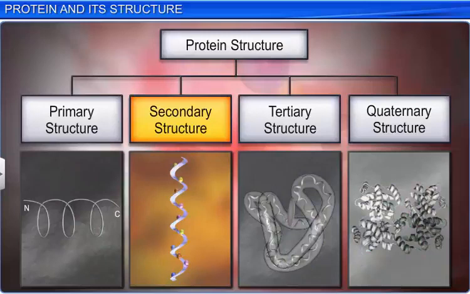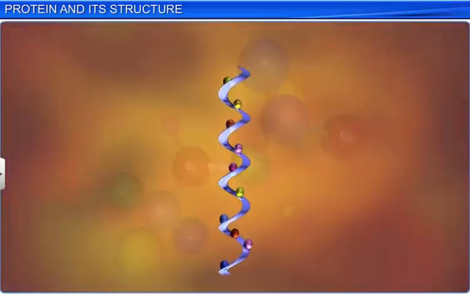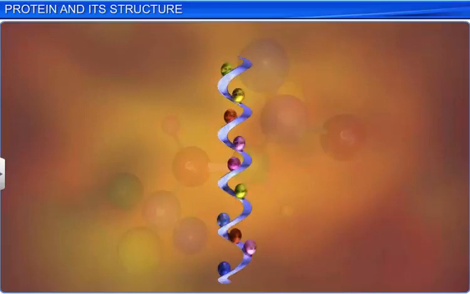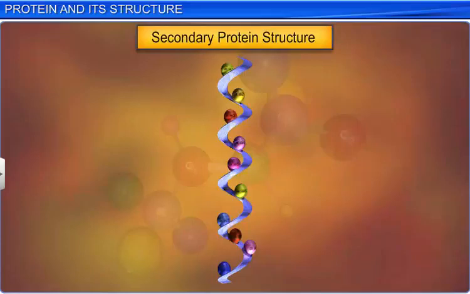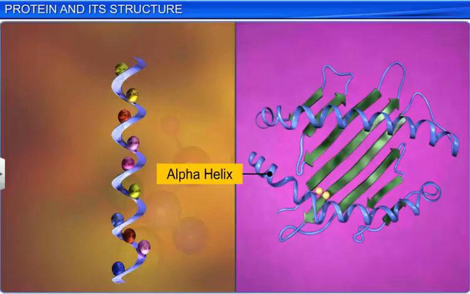In the secondary structure, amino acid links get longer, and due to the heaviness of the molecule, it tends to bend. This preliminary bending is considered to be the secondary structure. It is either an alpha helix or beta sheets.